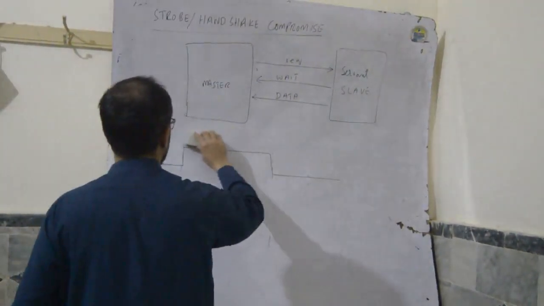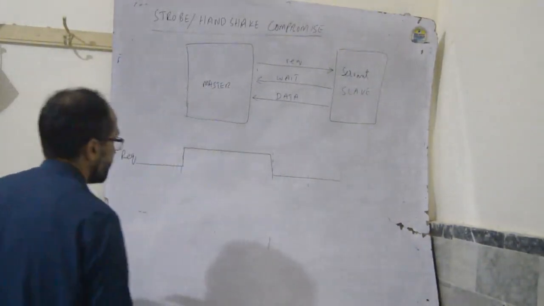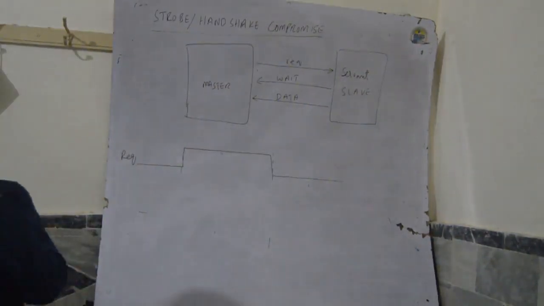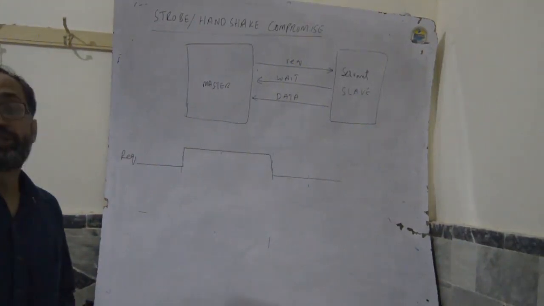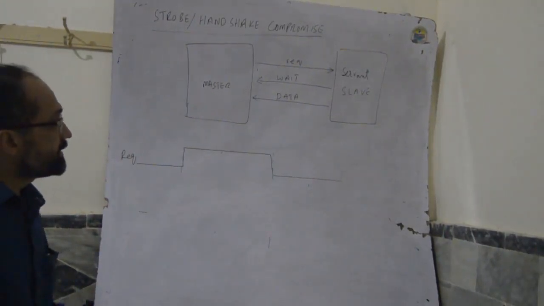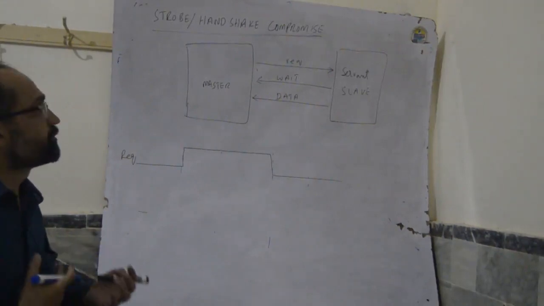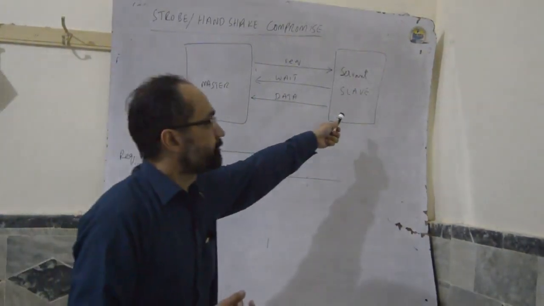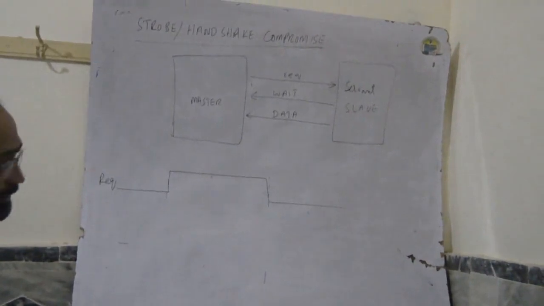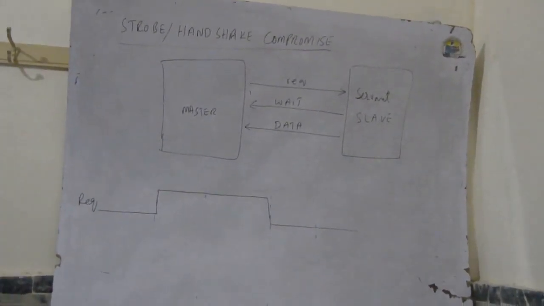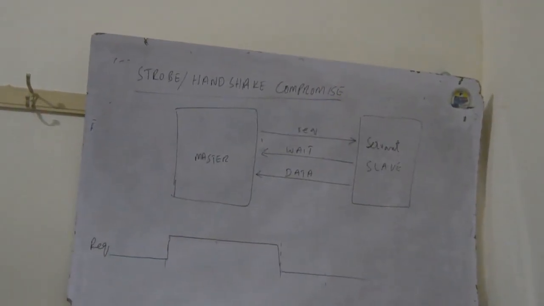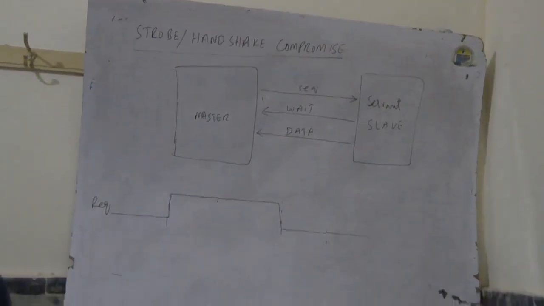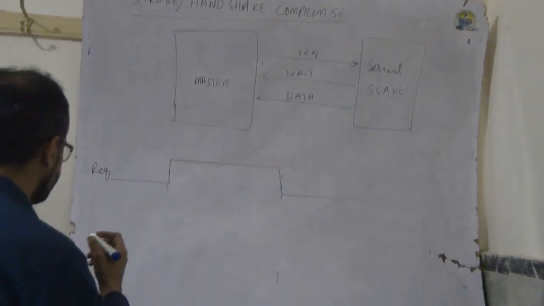So now we have a new timeline in the scenario. In the previous example, the slave device was free. And now in the new scenario, the slave device is busy serving some other request and it cannot process the request simultaneously. So now we will study this timeline.